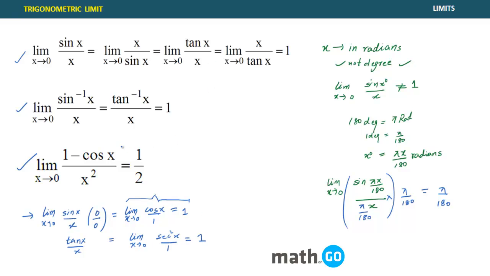Okay. If you want to prove this using LH, first of all check whether it is a 0 by 0 form. If you put x equal to 0 here, this becomes 1 minus 1 upon 0. So it is applicable for LH. So what I'll say, limit x approaching 0, minus cos x will be plus sin x upon 2x. And now you can directly say that the answer is 1 by 2, because we know sin x by x is 1, right?